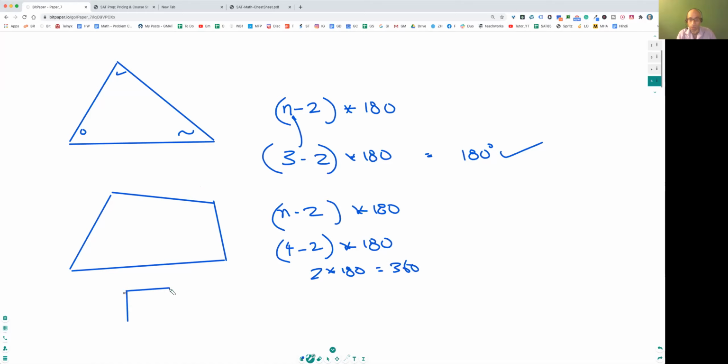So if you look at a square, it's got 4 sides, right? All of these angles are 90. 90 plus 90 plus 90 plus 90 gives you 360.